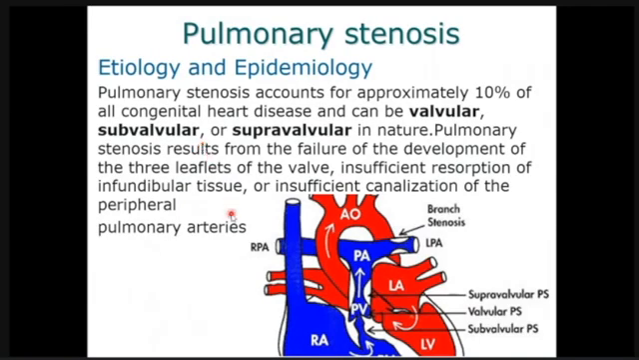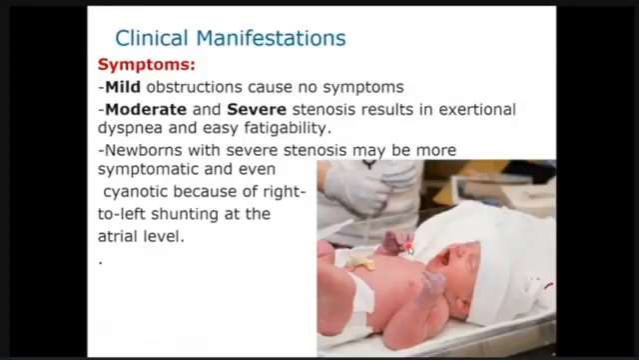The same happens with the pulmonary stenosis. There is failure of the normal development of the pulmonary leaflets and insufficient canalization of the peripheral pulmonary arteries. And in this case, the patient develops pulmonary stenosis, either subvalvular, valvular, supravalvular, or branch pulmonary artery stenosis.